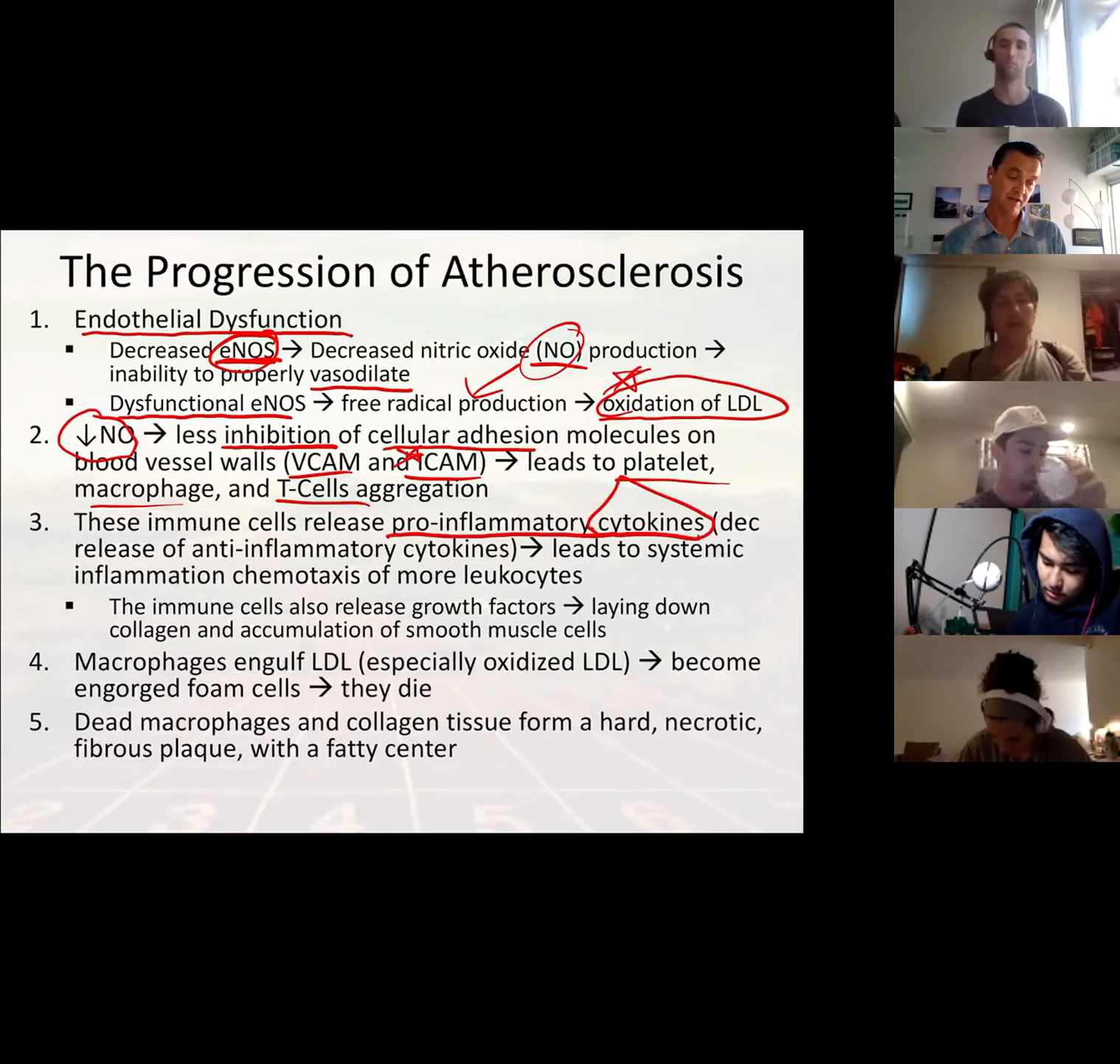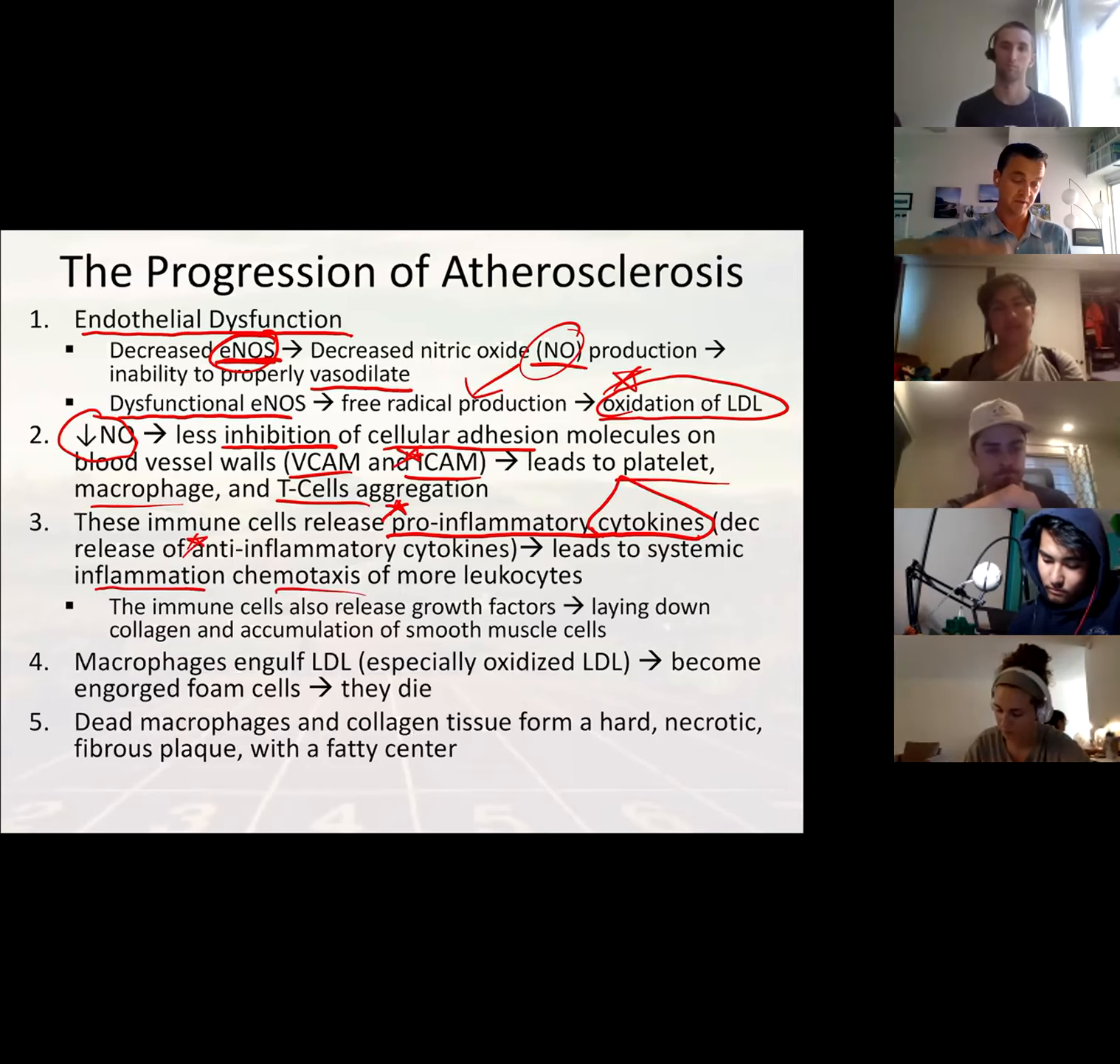Okay, so we get an increase in pro-inflammatory cytokines and a decrease in anti-inflammatory cytokines, just like we talked about in that article. Okay, and exercise does the opposite, right? So this leads to systemic inflammation and chemotaxis. Chemotaxis is when the immune system comes to that area. Okay, so that's what causes the inflammation.